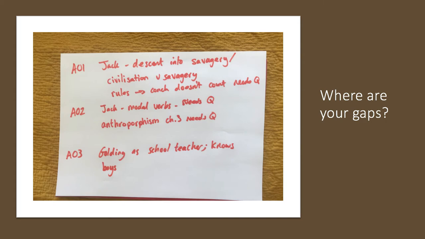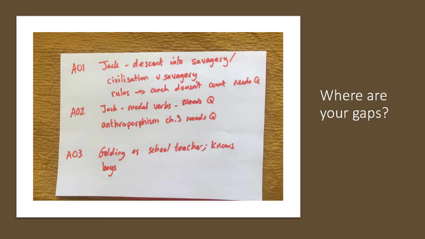I've got AO2 in there, Jack using his modal verbs when he talks about we should have lots of rules. I've got the anthropomorphism in chapter 3 when he's like a dog. Again, both of those need quotations. So if I were planning my essay at home, that would be something I would be looking up. And also I'd bring in the context that Golding as a school teacher would know what boys were like, and that Jack's reactions and final dismissal of the conch would show as a school teacher he would understand that facet of a boy's personality.